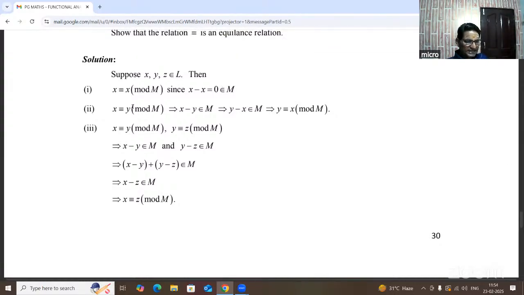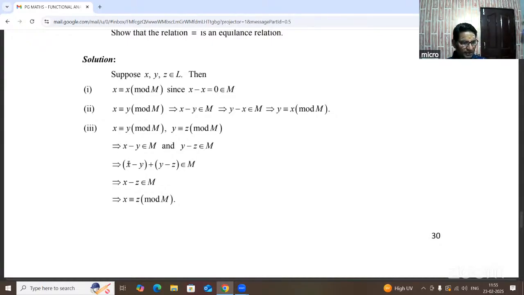Second condition, symmetry: x is congruent to y mod M. That is the meaning of x minus y from the definition, x minus y mod M. X minus y belongs to capital M. That is the meaning from the definition. X minus y can also be written as y minus x belongs to M. Y minus x means y is congruent to x mod M. And transitivity: x congruent to y, y congruent to z. This is the definition of x minus y, and this is y minus z, belonging to M. So both are added here: x minus y plus y minus z belongs to capital M.